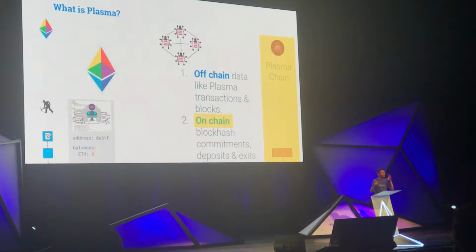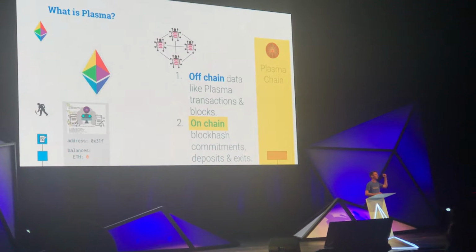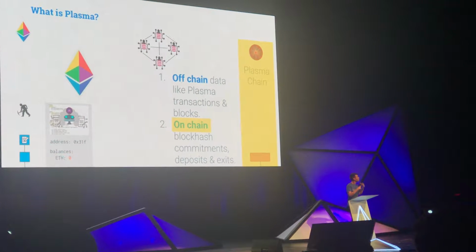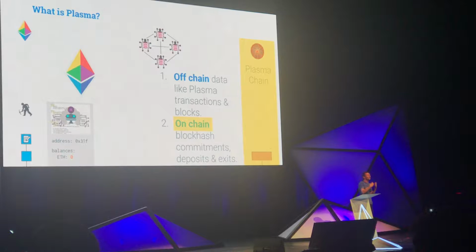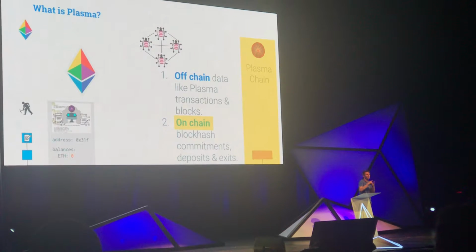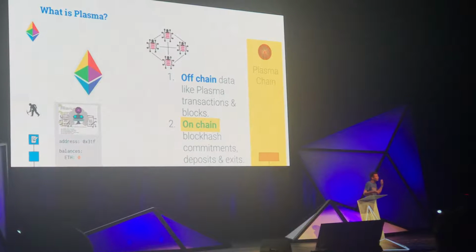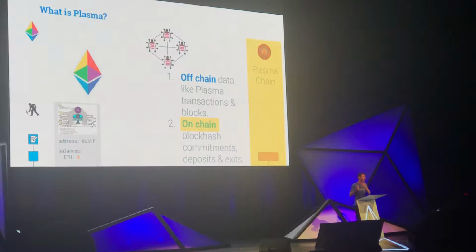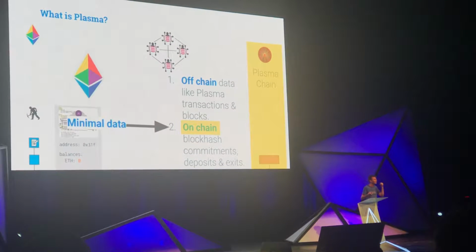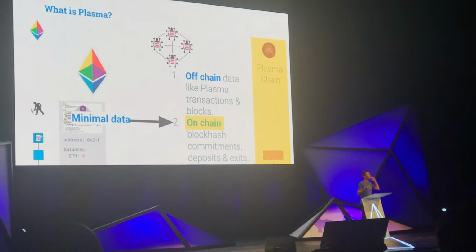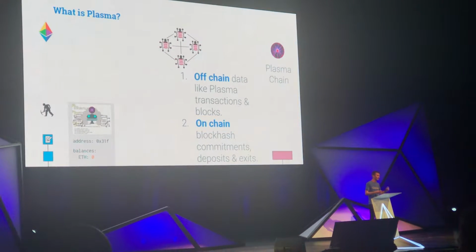And the key is that our security actually comes from and derives from the Ethereum main chain. So if the Ethereum main chain is to hold up its properties of censorship resistance and safety, then what we get is the same properties of our Plasma chain. We get that same level of security, while storing minimal data on the Ethereum chain.